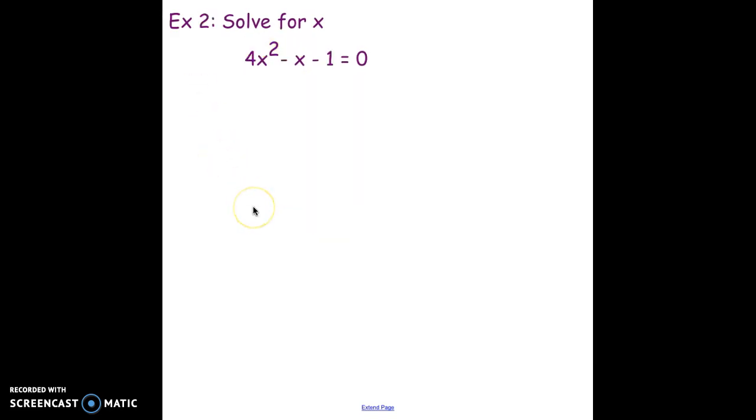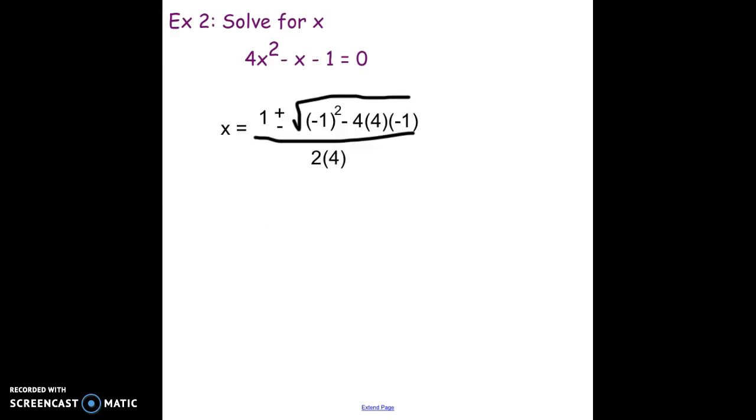Go ahead and try this one on your own. Pause your video. Here's a good hint for you. This is the setup for this problem. It's x equals the opposite of b. Well, b right now is a negative 1, so the opposite of that is going to be a positive 1. Plus or minus the square root of b squared minus 4ac all over 2 times a.